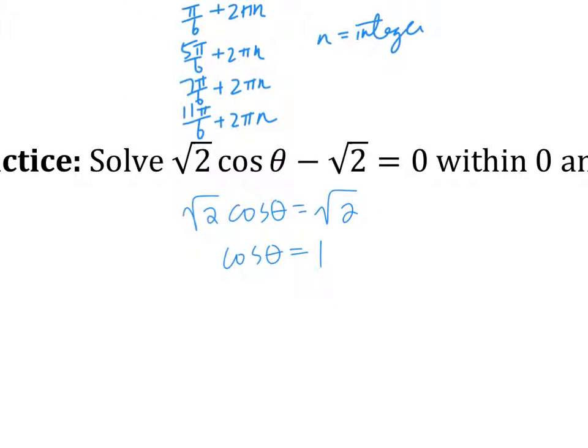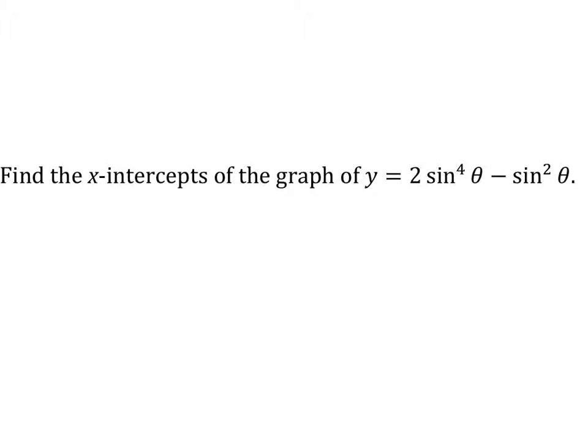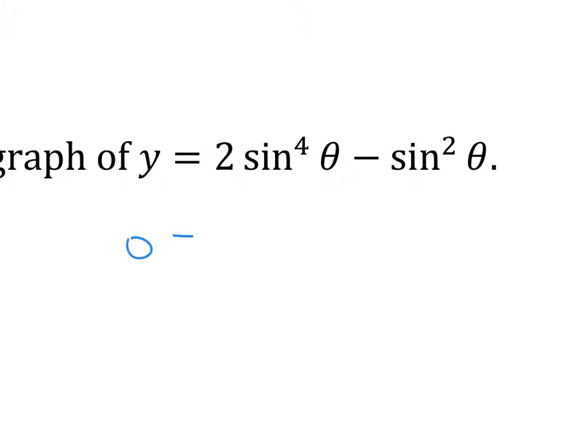All right, let's do one last one. Find the x-intercept of the graph. What does it mean by x-intercept? X-intercept is when what happens? Y equals 0. So they're just saying make this equal to 0 and solve. Talk to your partner. What would you do first? You've got to try something. What did you guys say is the first thing to do?